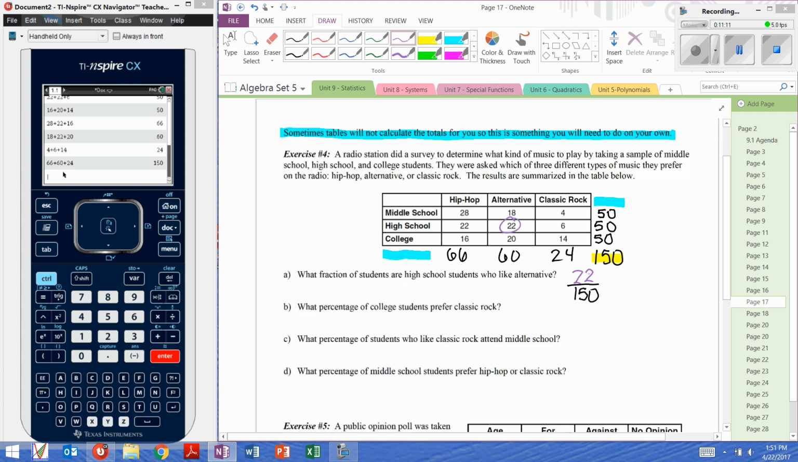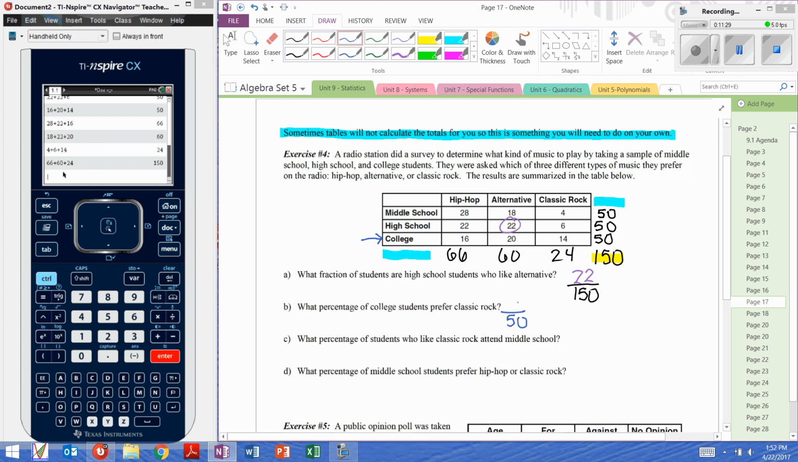All right, B says, what percentage of college students? Okay, so here is a big difference here. It says, what percent of college students? So we're now looking at the college students. The total of those is 50.